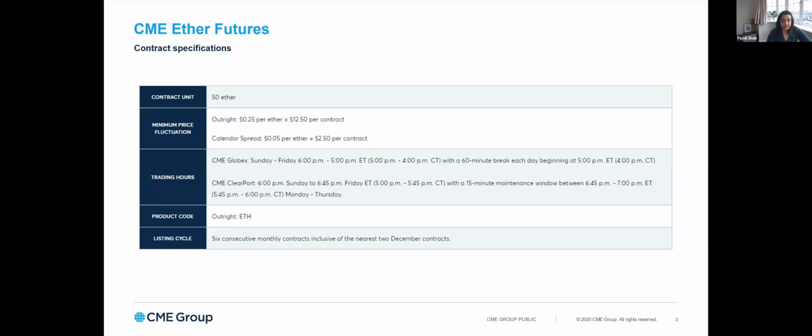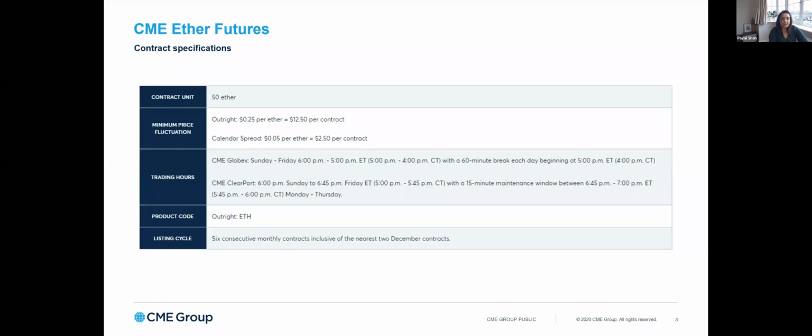It trades nearly 24 hours a day from 5 p.m. Chicago time on Sunday to 4 p.m. Chicago time on Friday, with just a 1-hour daily break. The contract is offered in 6 consecutive monthly contracts and 2 nearest December contracts. So we're currently trading the March 21 contract all the way out to December 2022.